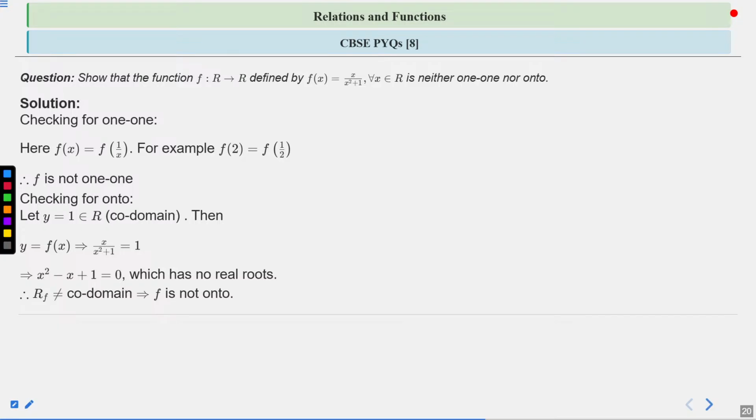Hence range of f is not equal to codomain of f, right? Range of f is not equal to codomain. Therefore we can say that f is not an onto function. Got it? Okay, let us move to the next question.